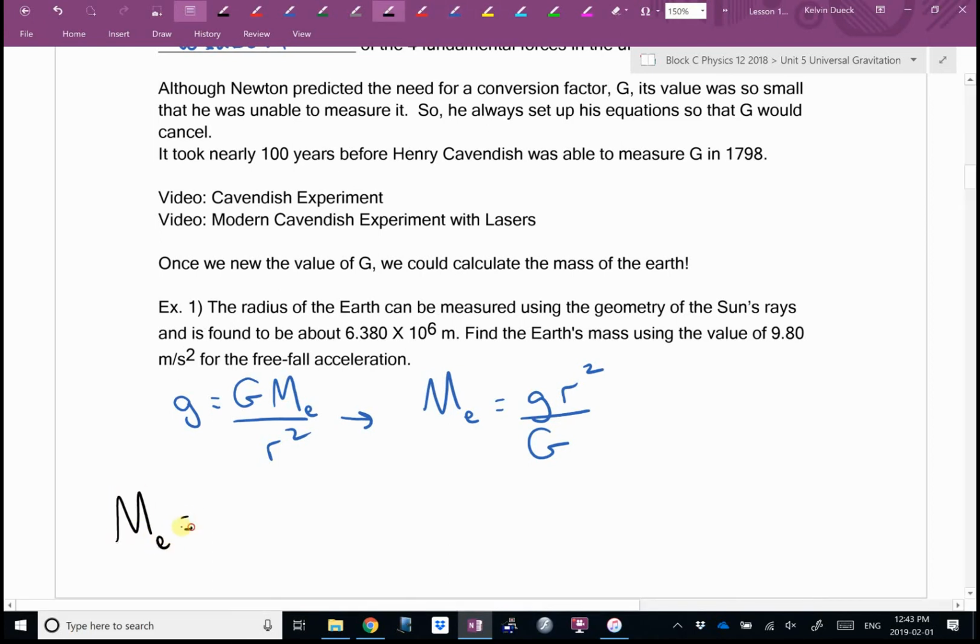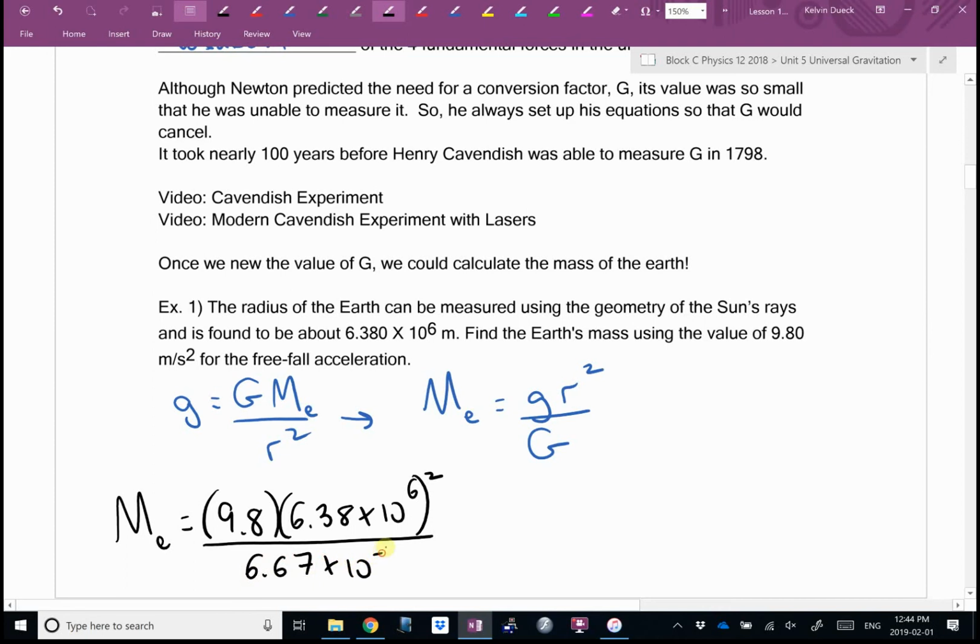Now, little g, we've known, is 9.8. That's the Earth's gravitational field strength. And they knew that they could do experiments to measure that quite accurately even back then. He knew the radius of the Earth, 6.38 times 10 to the 6th, don't forget the squared, divided by 6.67 times 10 to the negative 11. Could you all practice typing that into your calculator, please?